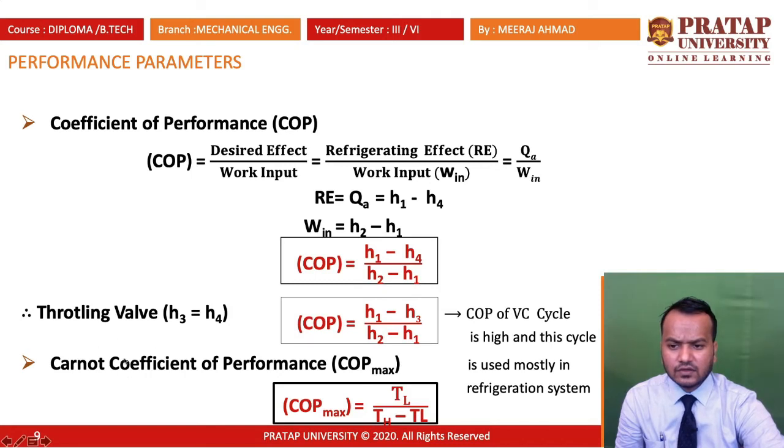Then the COP of the Carnot cycle, which will give the maximum COP, is equal to TL divided by (TS minus TL). So this is the real cycle formula and this is the reverse Carnot cycle formula.